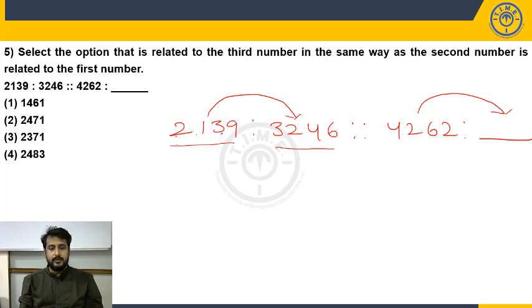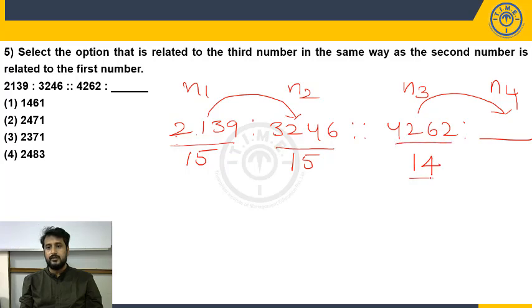2 plus 1 plus 3 plus 9, 9 plus 3 is 12, plus 1 is 13, plus 2 is 15. The sum of the digits is 15. 3 plus 2 is 5, 6 plus 4 is 10, totally 15. The sum of the digits in N1 and N2 are the same. So the sum of the digits in N3 and N4 has to be the same. 4 plus 2 is 6, plus 6 is 12, plus 2 is 14. In N3, the sum of the digits is 14. Now look at the choices where the sum of the digits is 14.